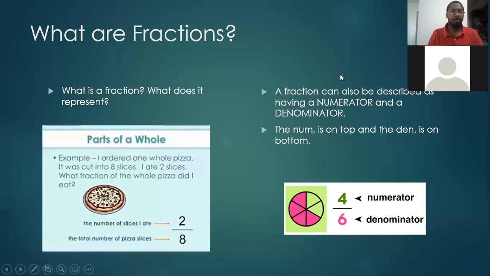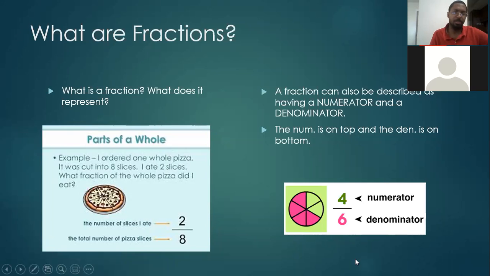All right, so again, what are fractions? Fractions are parts of the whole. If you have 8 slices, and I eat 2 out of 8, that's 2/8. If I have 6 slices total and I eat 4 of them, then I have 4 out of 6. All right.